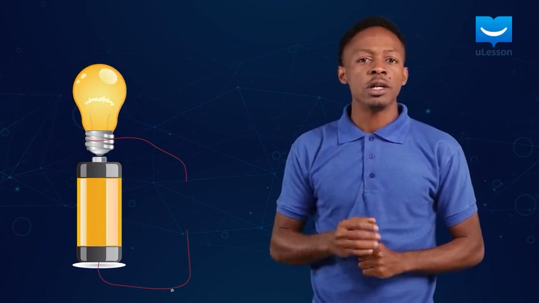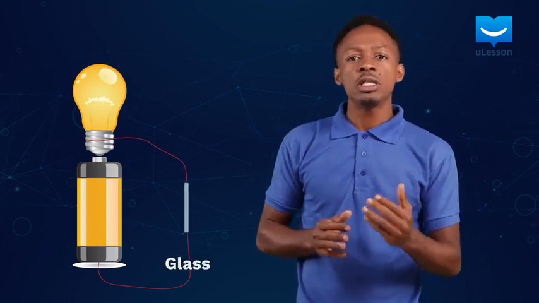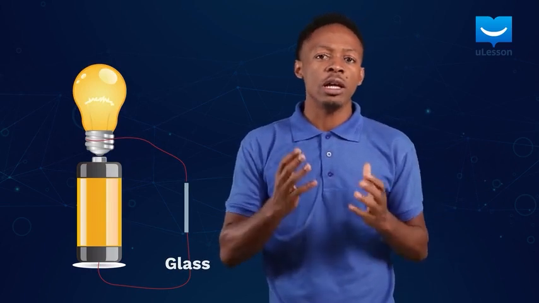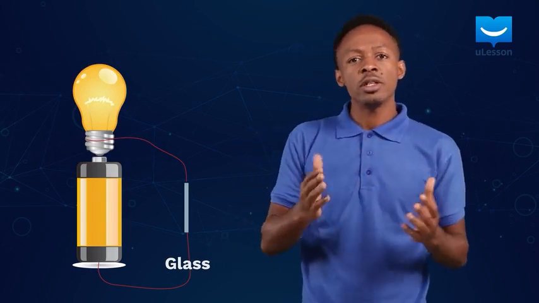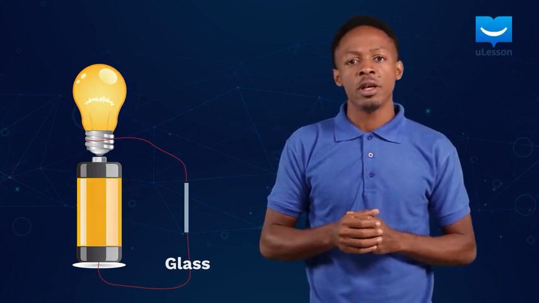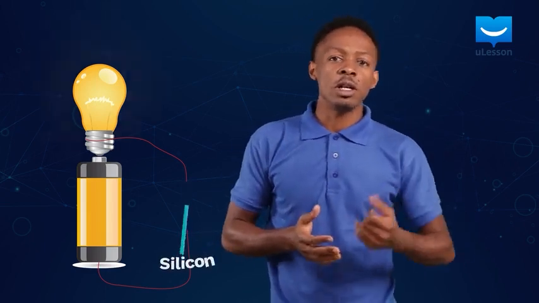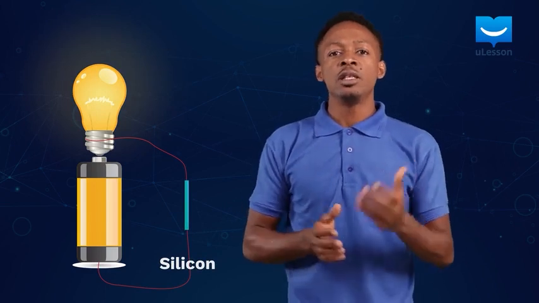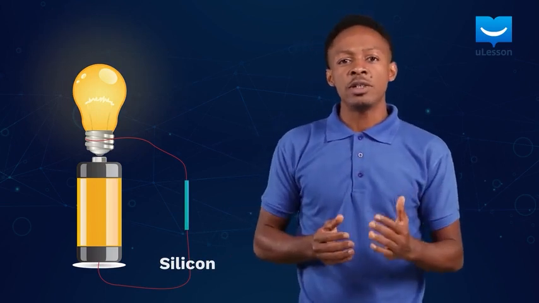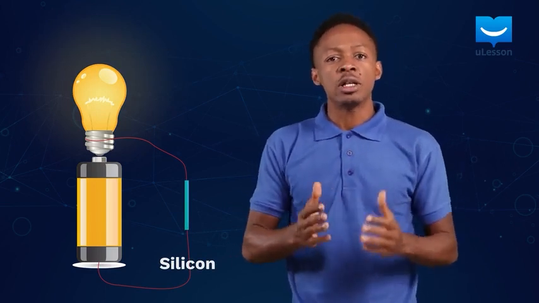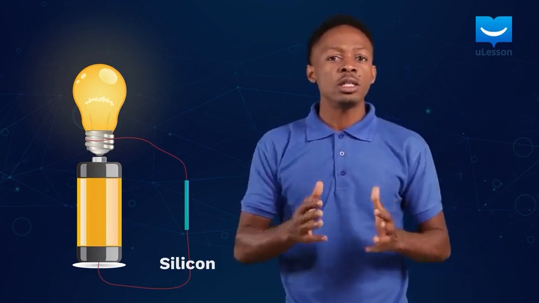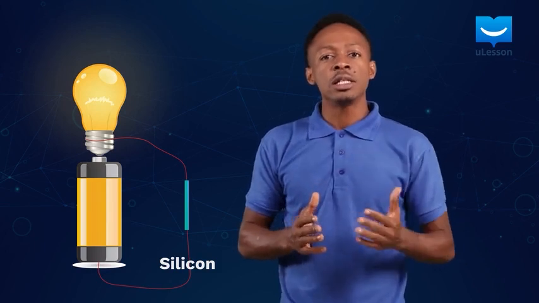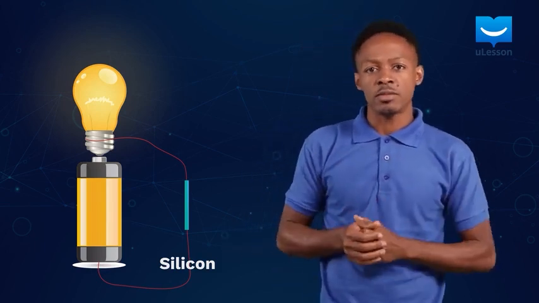Now, if you place the material like glass in the gap, you will notice that the bulb is not lighting up. This means it is not allowing electric current to pass and thus has a high resistivity. Finally, if you placed a material like silicon in the gap, you will notice that the light will glow faintly. This means silicon has a resistivity that is higher than silver but less than glass. This means the resistivity of silver is less than that of silicon, which is less than the resistivity of glass.